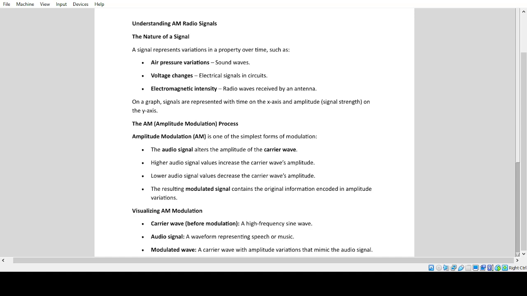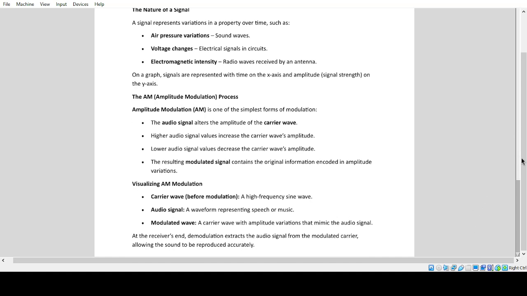The AM, amplitude modulation process. Amplitude modulation, AM, is one of the simplest forms of modulation. The audio signal alters the amplitude of the carrier wave. Higher audio signal values increase the carrier wave's amplitude. Lower audio signal values decrease the carrier wave's amplitude. The resulting modulated signal contains the original information encoded in amplitude variations.